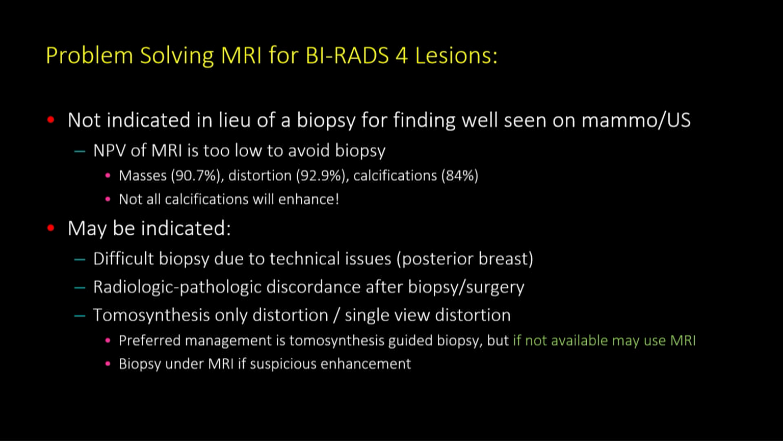What are some situations where it's indicated? Difficult biopsy due to technical issues. Say it's the posterior breast and you might be better able to see it on a breast MRI. If you have a rad-path discordance after biopsy or surgery, and I have a nice case of that in this talk today. And if you have a single view finding such as distortion, the preferred management is to do biopsy under tomosynthesis guidance, but if you don't have that, you may use MRI, and you can biopsy it under MRI if there's any suspicious enhancement.